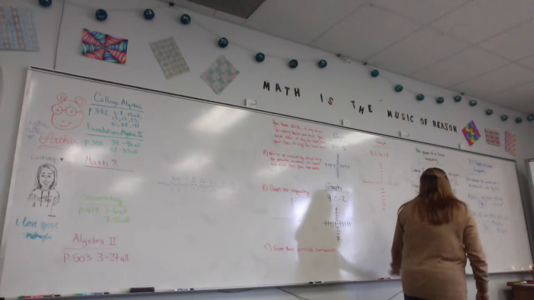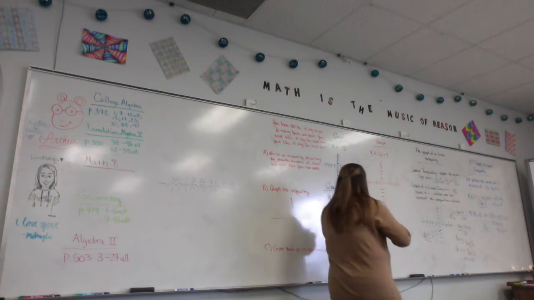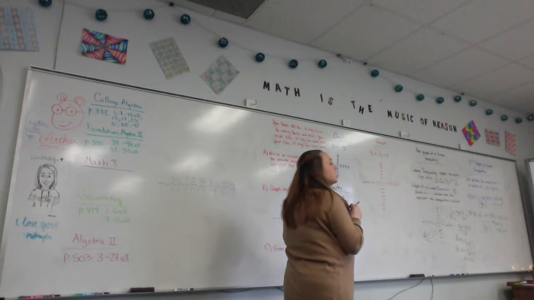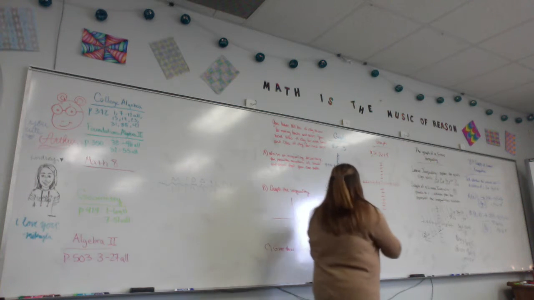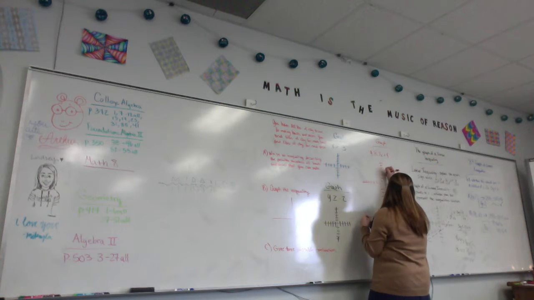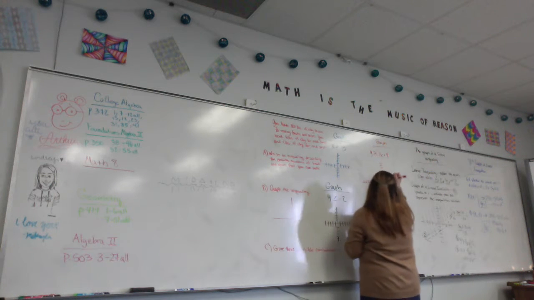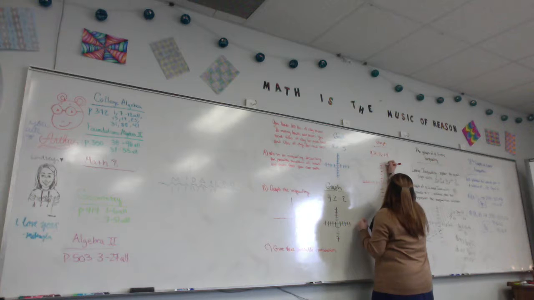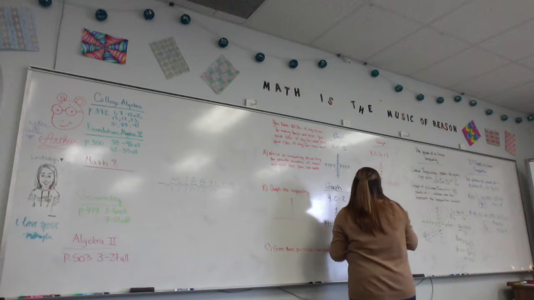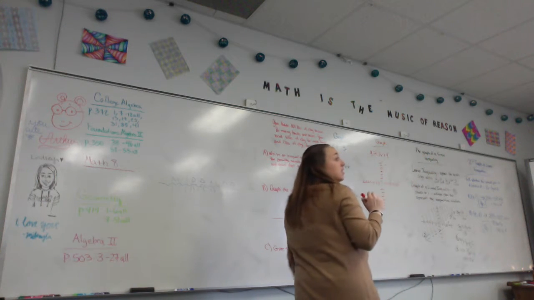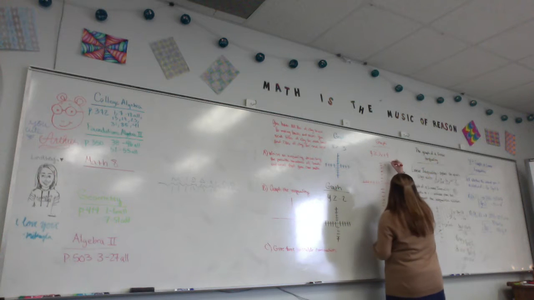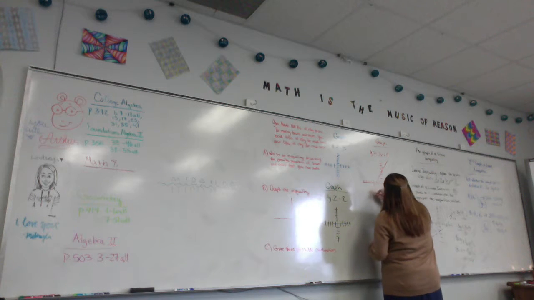Now, look at this one. Y is greater than or equal to 2x plus 4. Where do I start my graph? At positive 4. What's my slope? 2. So I'm going to go where? Up 2 over 1. And what am I going to do with this line? Is it going to be solid or dashed? Solid. Okay, solid line.